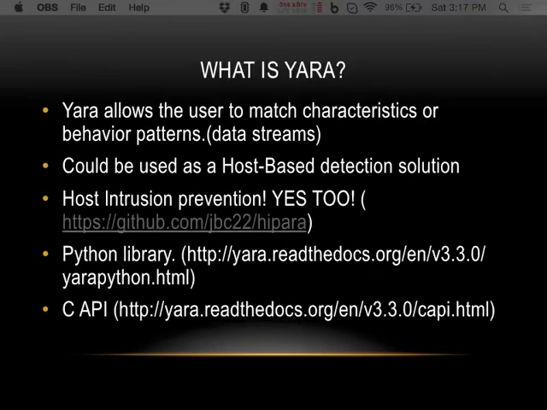So what YARA allows the user to do is match certain characteristics or behavior patterns. Think of IDSs, like Bro IDS, Suricata, things like that. You write these rules that capture certain network behaviors. Well, YARA is kind of the same thing. It can work on any kind of data stream. You can tie it to a network-based protocol if you want. You can use it as a host-based detection solution as well. And there's an interesting project for host intrusion prevention. You can even use it almost like an antivirus, because all these rules are pretty much signatures.